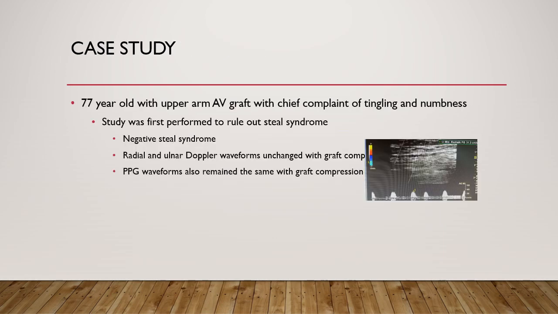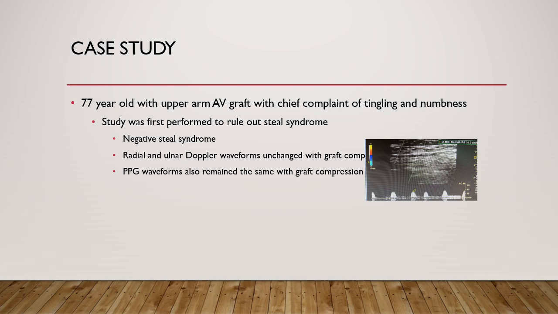Here is a 77-year-old with upper arm AV graft with chief complaint of tingling and numbness. The first thing is when you have a patient with a graft, you want to rule out a steal syndrome. So study was first performed to rule out steal syndrome. It was negative for steal syndrome, and that's because during graft compression, the radial and ulnar waveforms remain unchanged. And to the right of that image, you can see the waveforms in that radial artery is dampened and not monophasic. PPG waveform also remained the same with graft compression.